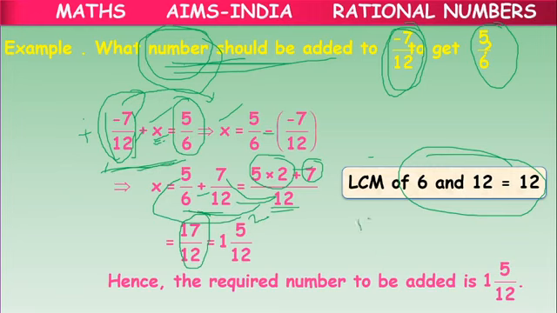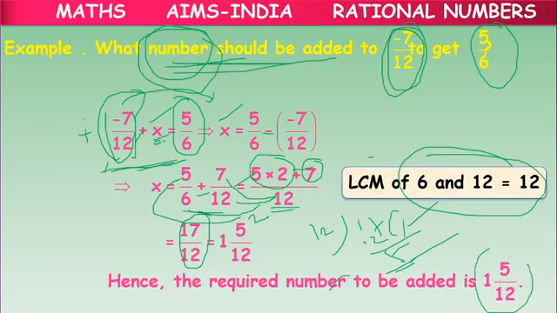This can be written as: if we have 17, we divide it by 12. 12 1s are 12. What will be the remainder? 5 will be the remainder. Quotient is 1, remainder is 5, and divisor is 12. So 17 by 12 can be written as a mixed fraction, 1 5 by 12, where 1 is the quotient, 5 is the remainder, 12 is the divisor. Okay. So this is the number to be added to minus 7 by 12 to get 5 by 6.